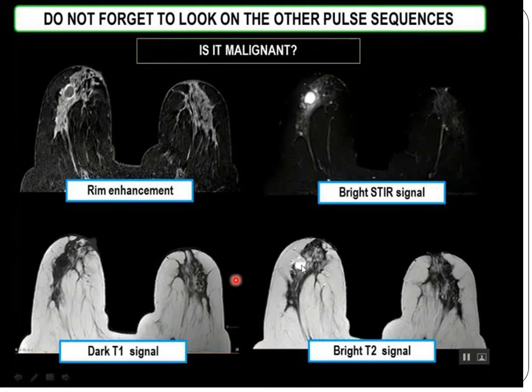Here there is a rim enhancement in the first image, but on the STIR it shows a bright signal, so mostly it is a cystic lesion. In T1 weighted, it is low signal. With the bright T2 signal, you see there is a fat fluid level in this lesion. This is mostly an infected lesion, an infected cyst.